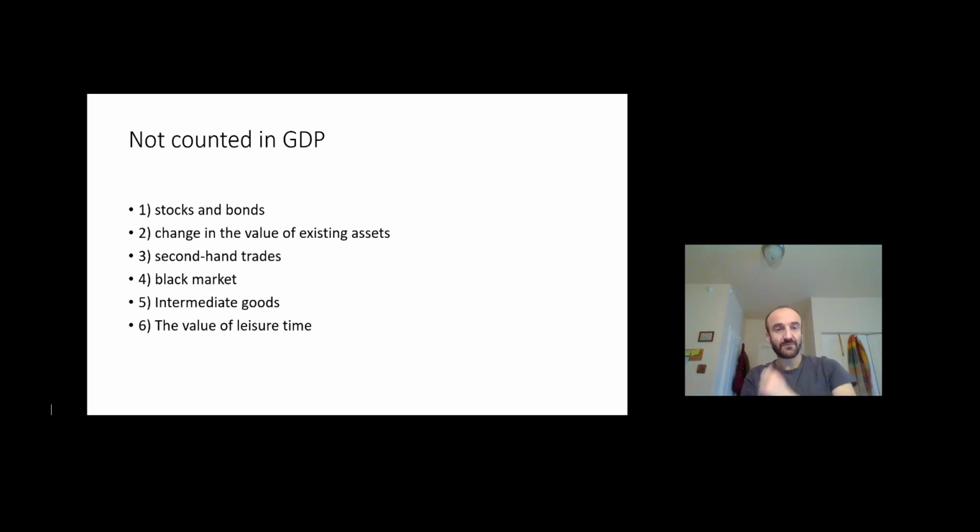So why is that a problem? It's a problem because second-hand markets are very useful. People derive economic value from engaging in second-hand transactions, buying and selling goods.